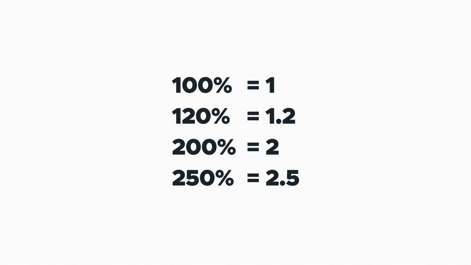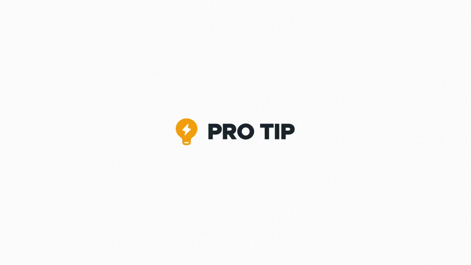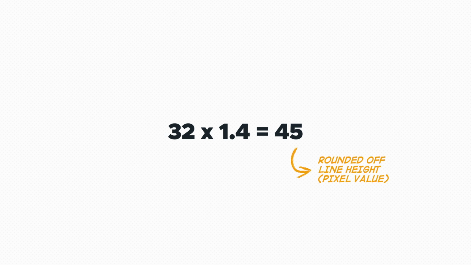Remember the things that I've taught you about line height percentage earlier? So this is where it's really helpful that you know them. 32 pixels multiplied by 1.4 is equal to 44.8 pixels. This will be the new line height value. Here's another pro tip. If your line height has a decimal value, it's best practice to round off the value. We will round it off to 45 pixels.